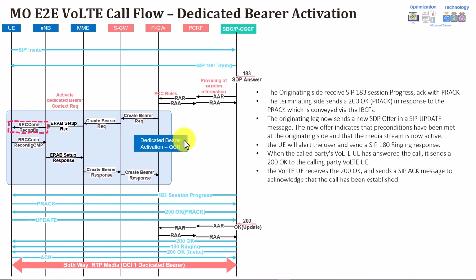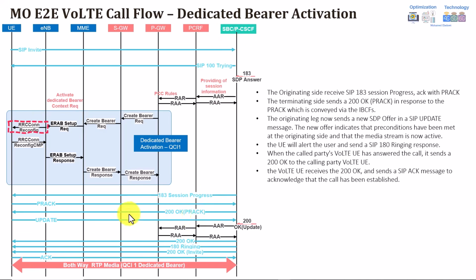Once the session is being established, in between this might be sent as well, but the mobile originating will now receive the 183 Session Progress, and we reply with PRACK. Then the terminating side will reply with 200 OK PRACK, coming through the serving SBC or P-CSCF. Usually they call P-CSCF as SBC.